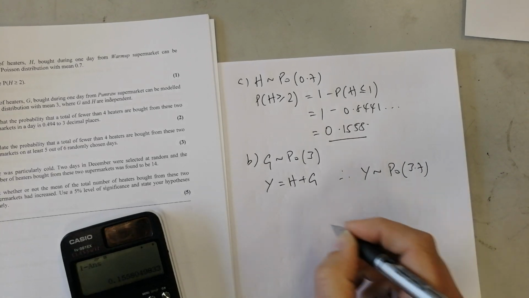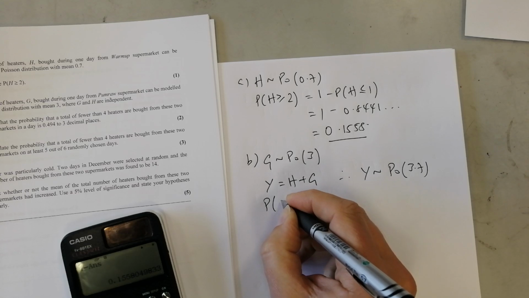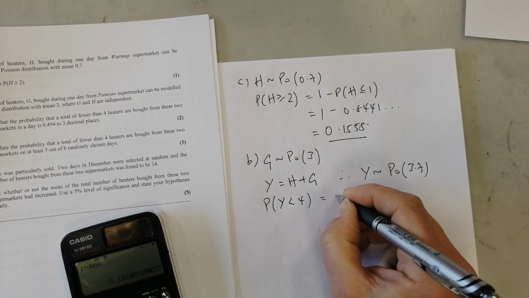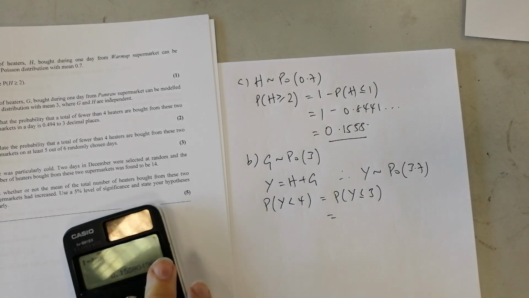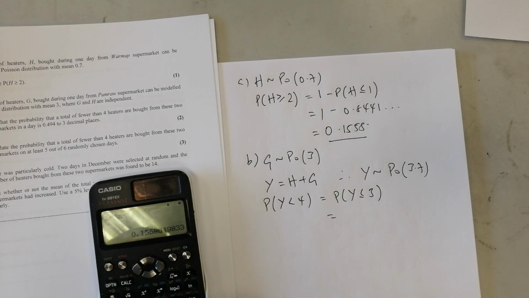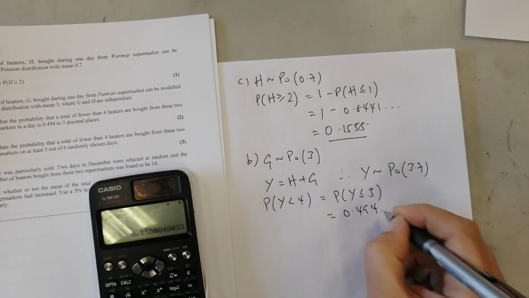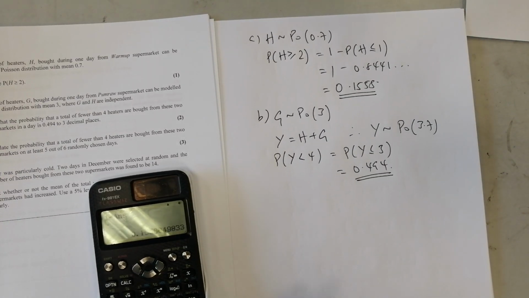3.7. The probability that fewer than 4 heaters are bought, so Y is less than 4, is equal to the probability that Y is less than or equal to 3, which is equal to, at that point it becomes just a type in the calculator question, and since its answer is given, we know it's 0.494, but you probably would want to check in the exam to be sure you got the sum right.